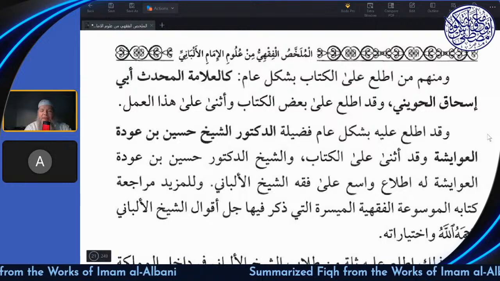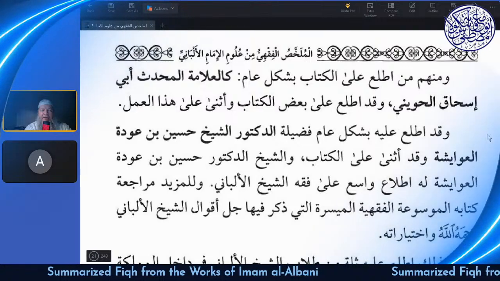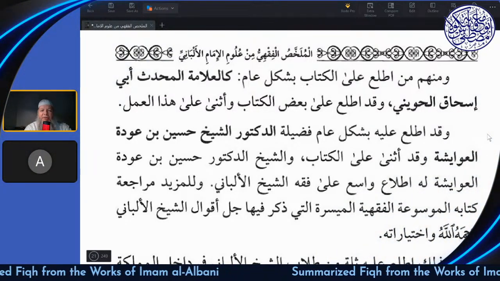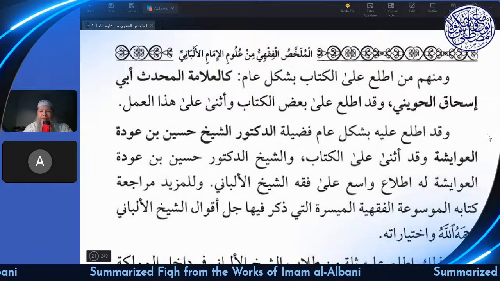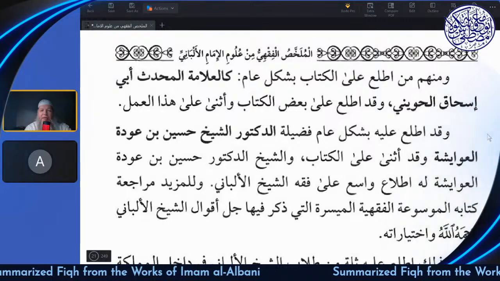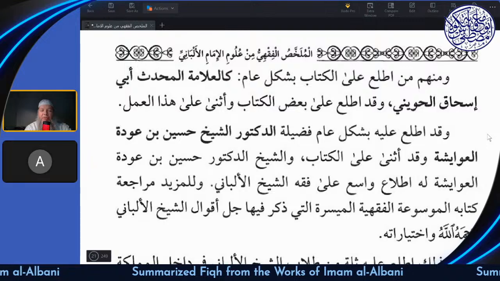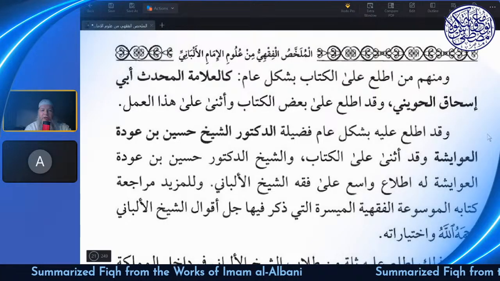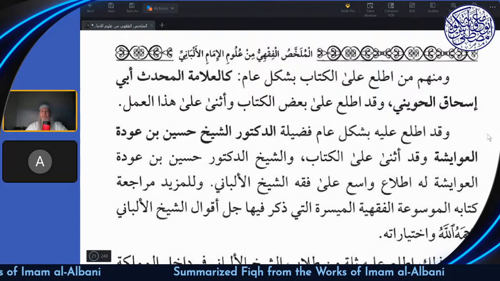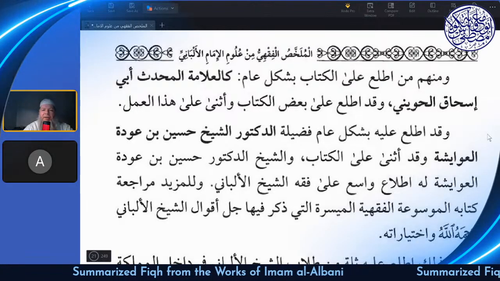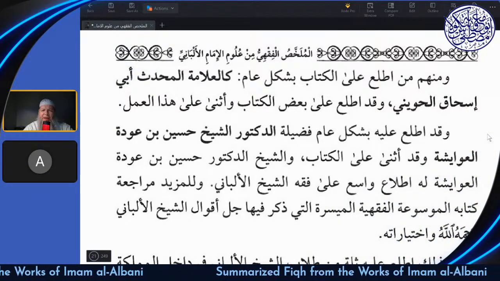Like the scholar and hadith expert Abu Ishaq al-Hawaini. He reviewed some of the book and praised this work. And another person reviewed it in a general manner: the virtuous Dr. Sheikh Hussein ibn Awda al-Awaysha, Sheikh Hussein al-Awaysha from Jordan, from the students of Sheikh al-Albani, who has many great books in the English language. He reviewed it in a general manner as well.